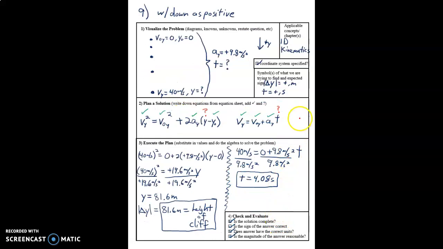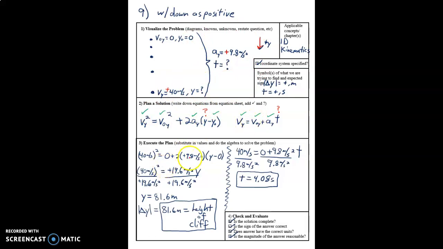Let's look at the same problem again, but now using down as positive. There's nothing wrong with using down as positive. So most of the things are the same in here. I'll just point out this becomes a positive number. This is a positive number. The rest of this is the same as up here.